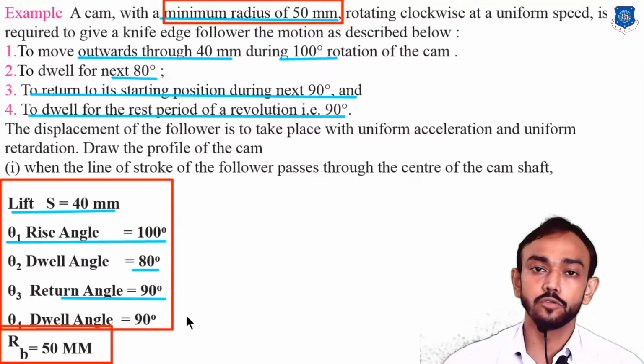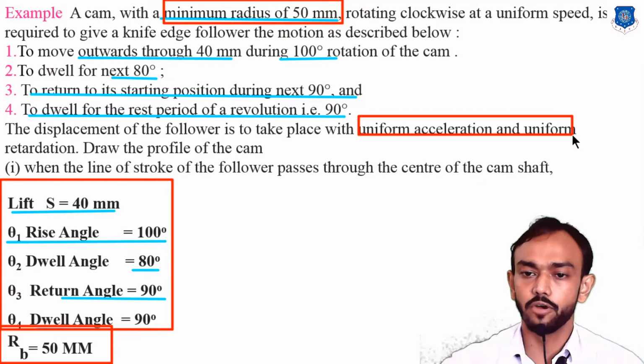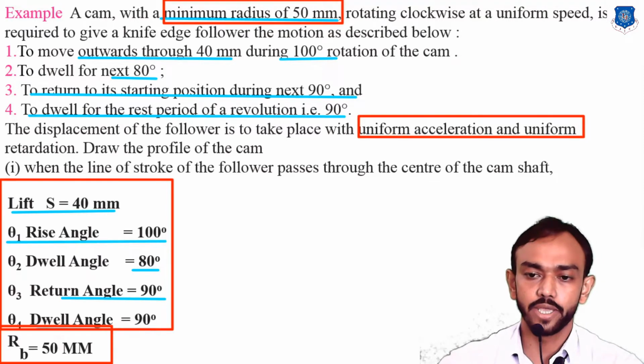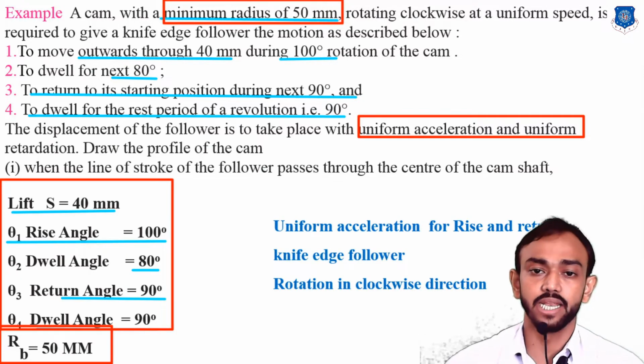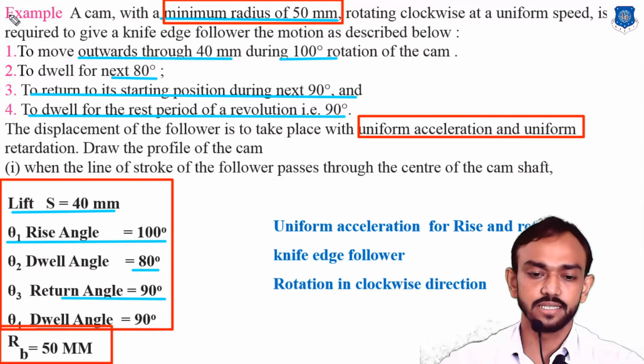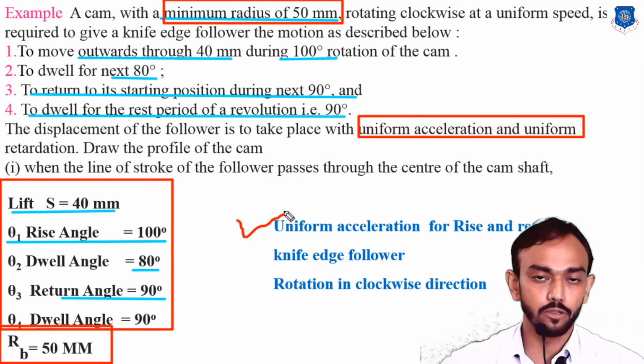First of all we have to check which type of motion is given. You know that uniform acceleration is given. These 3 data are always required. We have to check in the given data, and the type of displacement diagram depends on this.